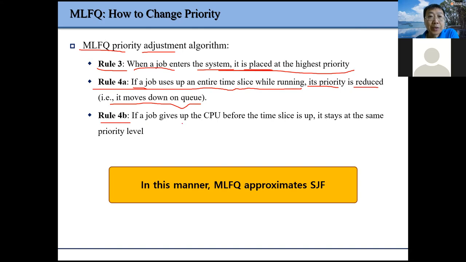Rule 4b: if a job gives up the CPU before the time slice is used up, then it stays at the same priority level. Generally speaking, this is an interactive job. Because you give up the CPU, we keep you on this level of queue with a higher priority.